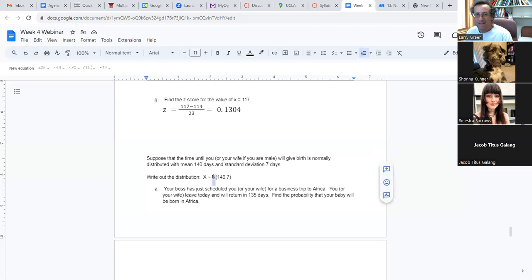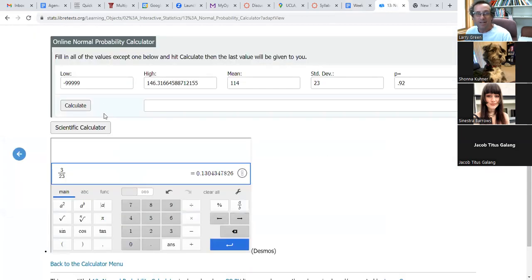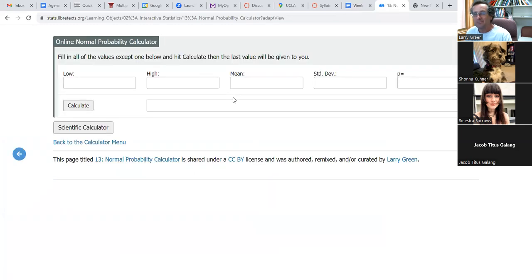Okay, we have to, right there, N, we're going to use the normal probability calculator. We're going to go to here. By the way, if I hit refresh, it clears everything out. Then I have to worry about erasing all the rest of the stuff.